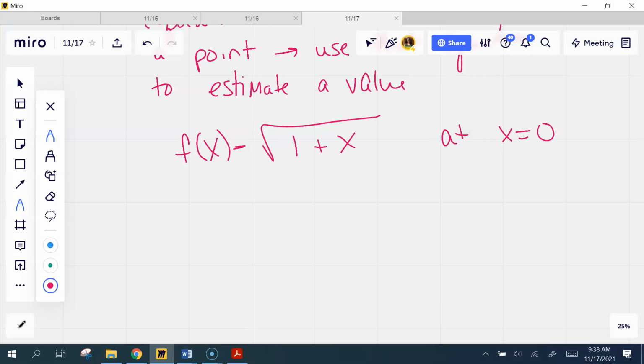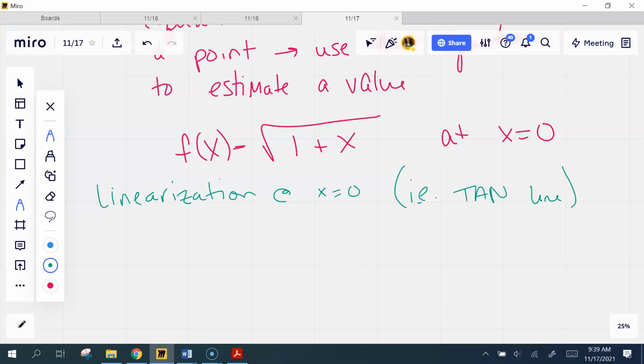This says to find the linearization at x equals 0, and then use it to approximate the square root of 1.02 without a calculator. So let's talk about what that means. The first thing, the linearization at x equals 0 just means tan line. Okay, so you're exactly right.